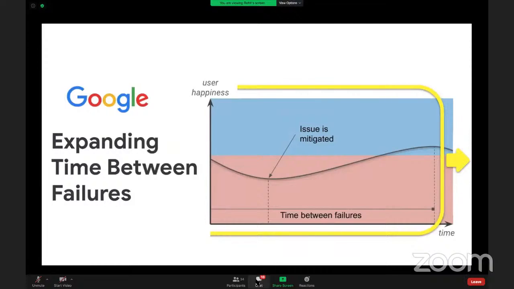You mitigated an outage. Good job. Your users are slowly building confidence in the service again. You want this phase of the cycle to last as long as possible. At Google, we have found that the most common trigger of outages is a code or a config change. So to maximize time between failures, we should just stop all changes, right?